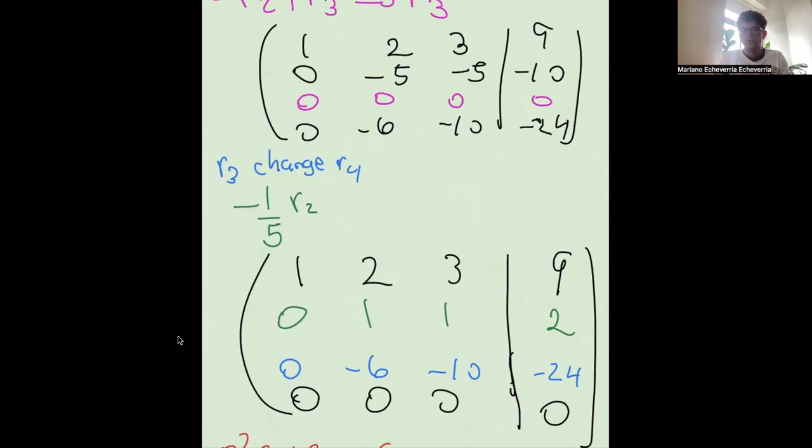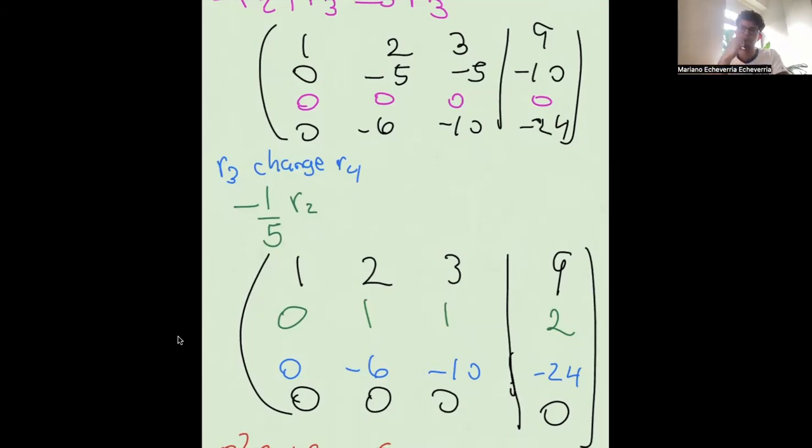Like what I'm saying is that if you had wanted a 0 here, there's no way to get a 0 here without the help of one of these other rows. That's all that I'm saying. So to get zeros, you do need to use operation 3, combining the rows.